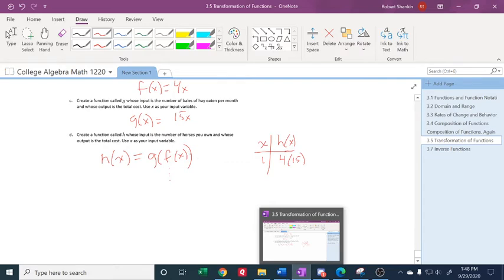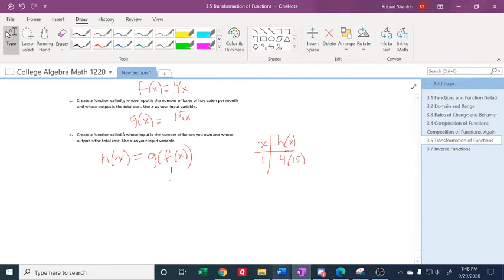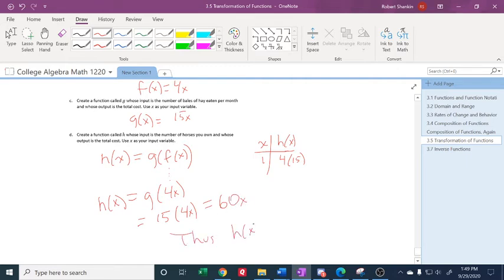Okay. So then h of x will be g of 4x, and that's going to be g of anything is 15 times that thing, which is equal to 60x. Thus, h of x is equal to 60x.